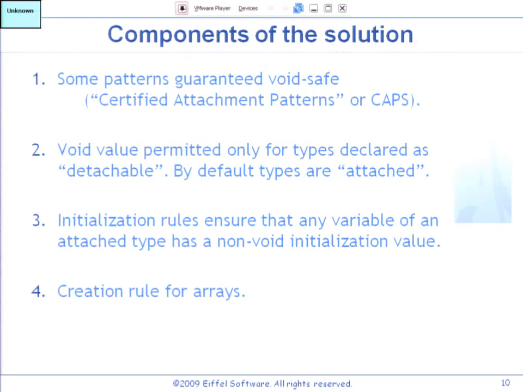Some of the ideas of the proposed solution are that we have the notion of certain patterns where, when you look at your code, you know for sure it's never going to be a failure: the target object x is always attached. You can also improve the type system by having the notion of attached types and detachable types. We need a set of rules to ensure the initialization of variables, and we have a special case for arrays.